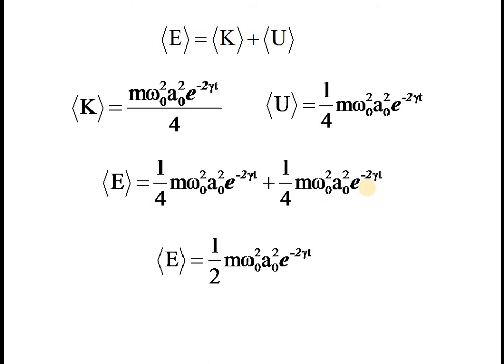So you get the expression for total average energy. Total average energy in a cycle is equal to 1 by 2 m omega 0 square a 0 square e raised to minus 2 gamma t. Keep in mind that this is almost a constant, which is almost a constant for a given period, and for every period it may have some different value.